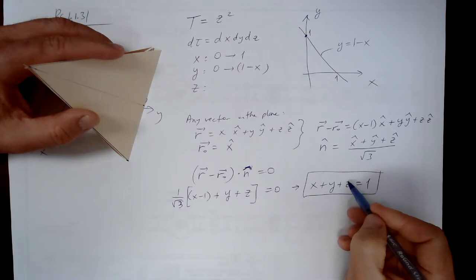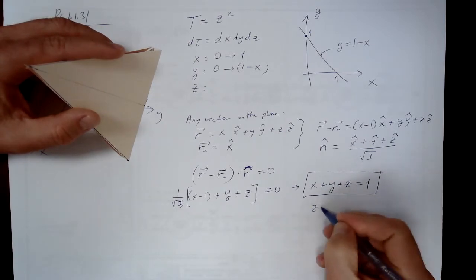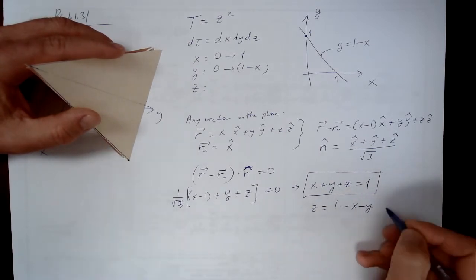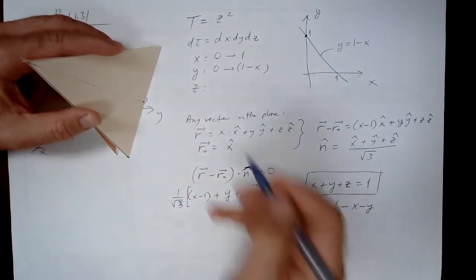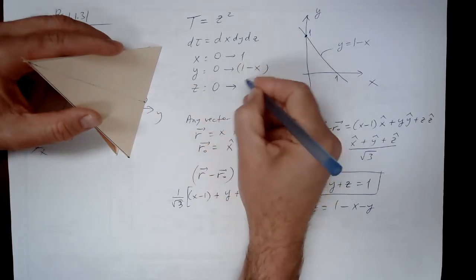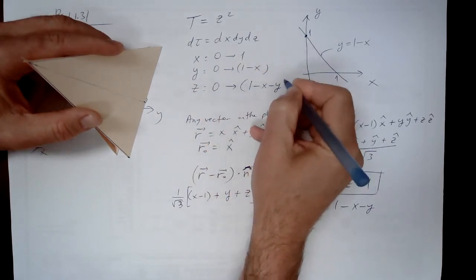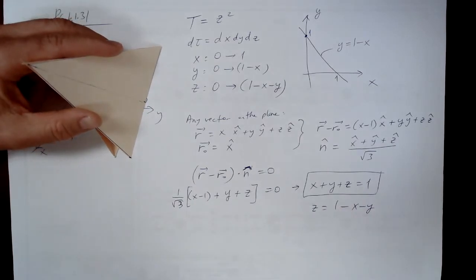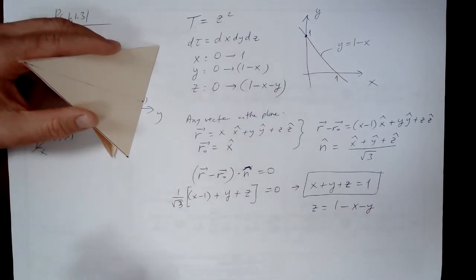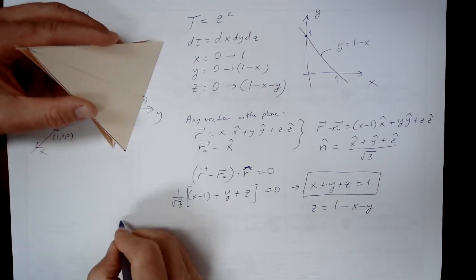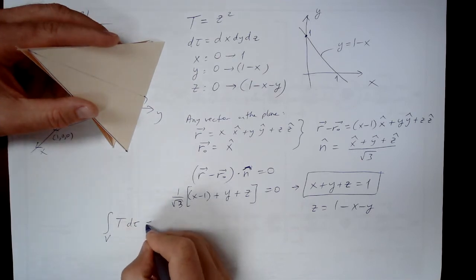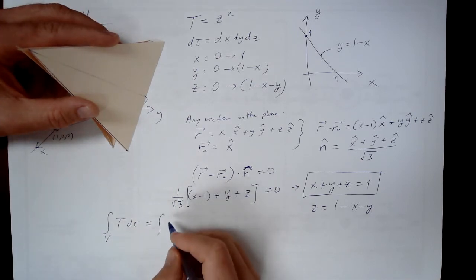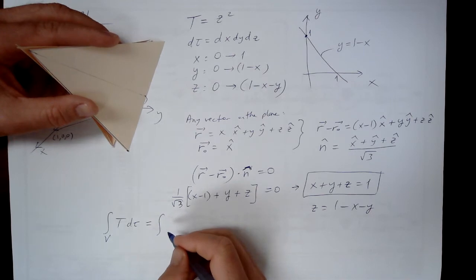So that means I can write z as 1 minus x minus y, right? That's what determines the z coordinate. So my integration limits for z should be 0 to 1 minus x minus y, right? All right, so I'm ready to write the integral then. Integral of tau over the volume of this tetrahedron.